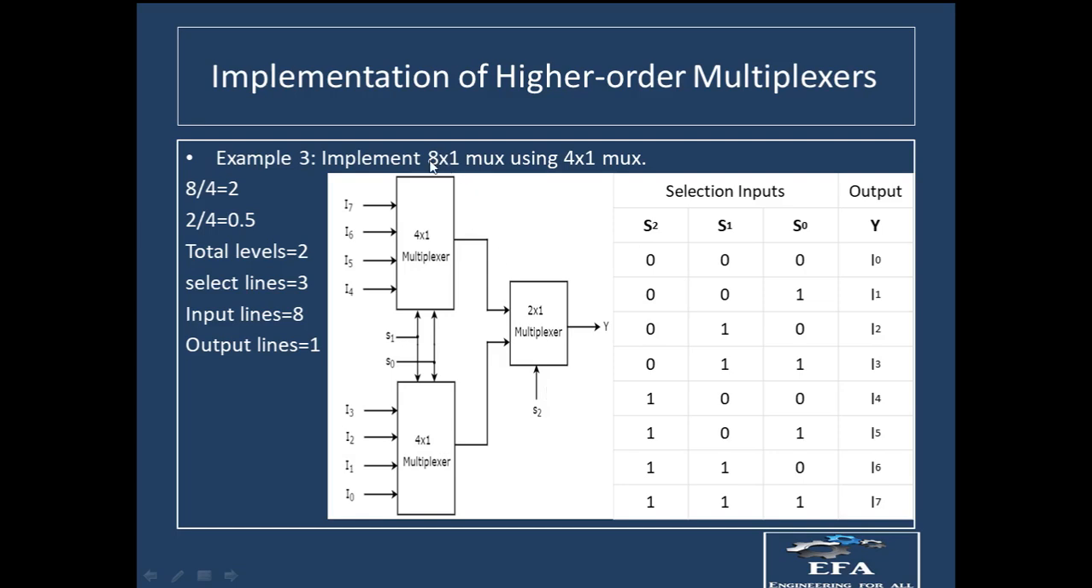Because we are having an 8:1 multiplexer, in total we need 3 select lines. 2 select lines are utilized over here, and here we need only 1 select line. So if we implement a 4:1 mux, then that condition will be violated, right? So here we have to replace this multiplexer with a 2:1 multiplexer, right?